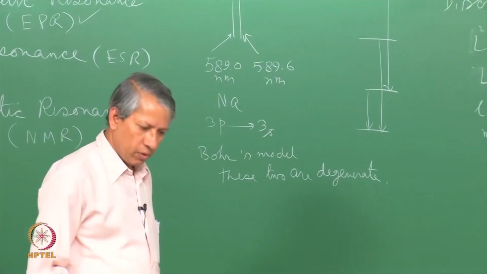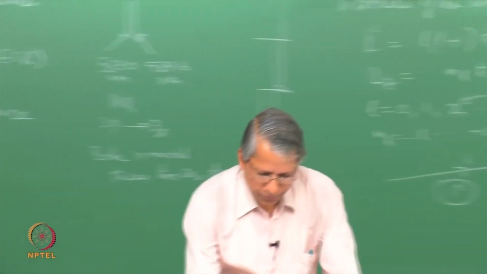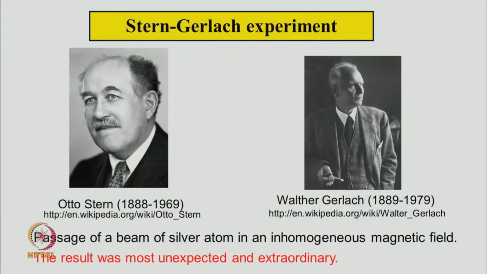Meanwhile, an important experiment was carried out by these two people, Otto Stern and Walter Gerlach. What they did was to pass a beam of silver atoms through an inhomogeneous magnetic field.